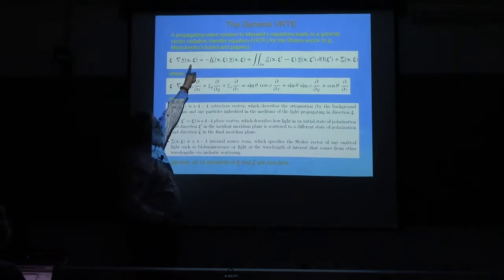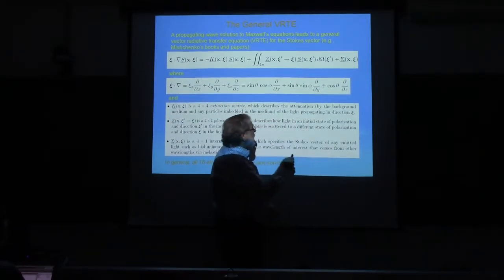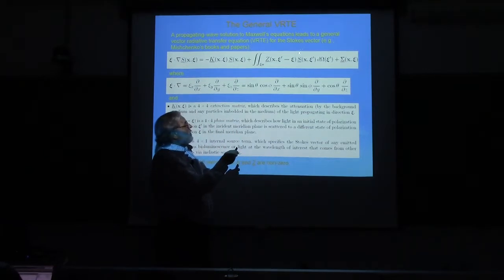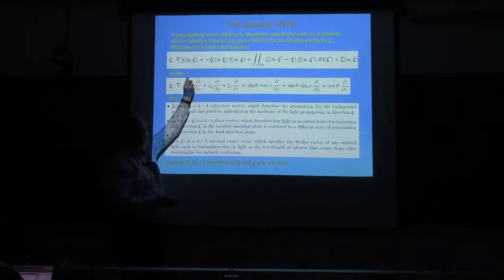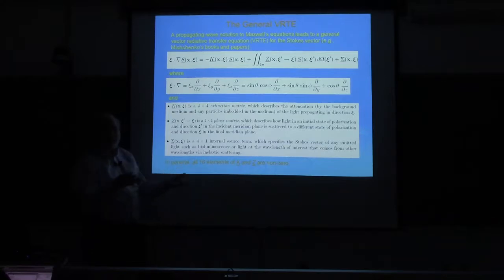For one direction here, the integration is over all the other directions. This is telling you how much light is going in any direction C prime and is being scattered from direction C prime into the final direction C. That's called the path radiance term, or phase function term. And then there could be a source of radiance in the water, like bioluminescence.